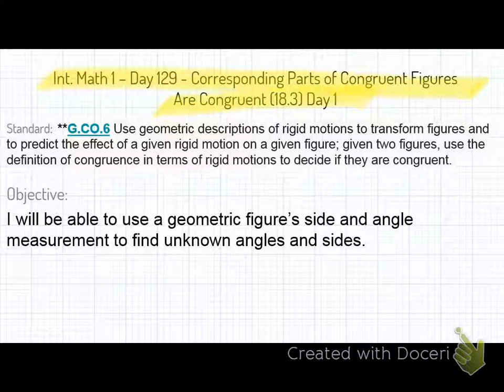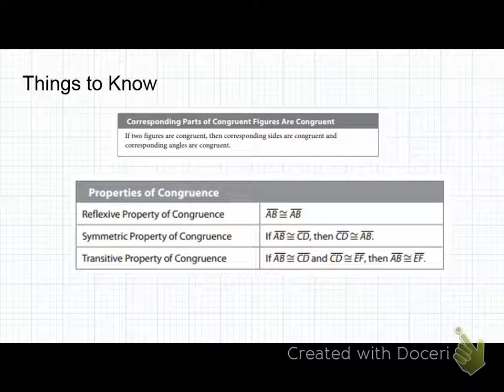So, things to know. This is the rule right here: if two figures are congruent, then the corresponding sides are congruent and corresponding angles are congruent. So when we have two congruent shapes, that means they are exactly the same. Their corresponding sides and angles are also the same. We can make assumptions, okay? So it's kind of like logic. We're going to use like the law of syllogism, like deductive reasoning.